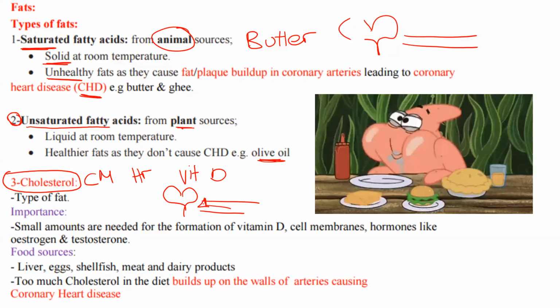It's not that I can tell you something is more important than the other. God created everything for a reason, and we have to eat everything. This is what we call a balanced diet. But the amount of what we eat makes a difference.